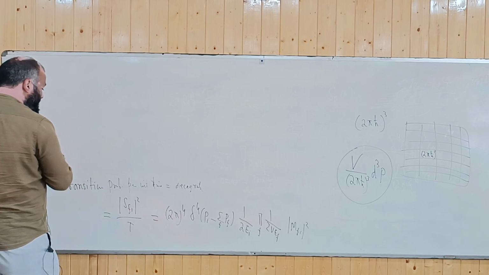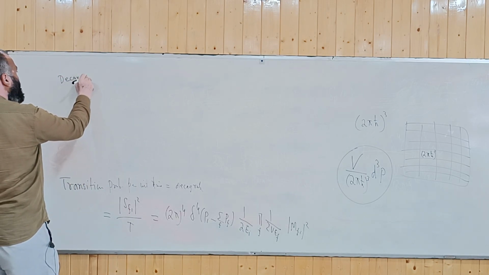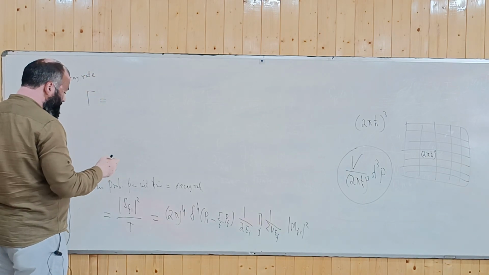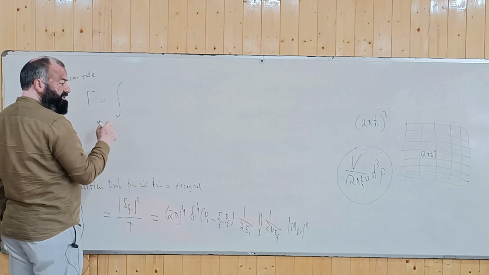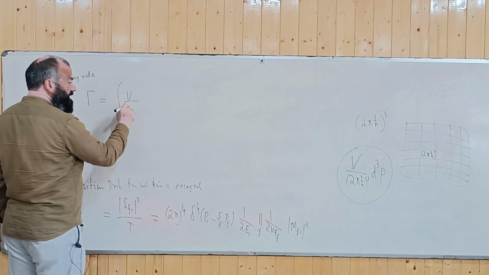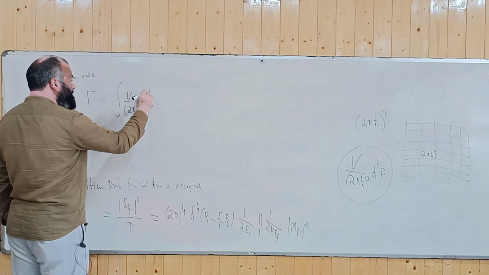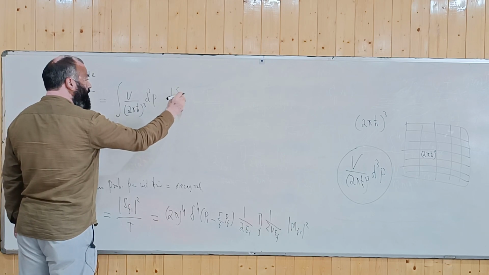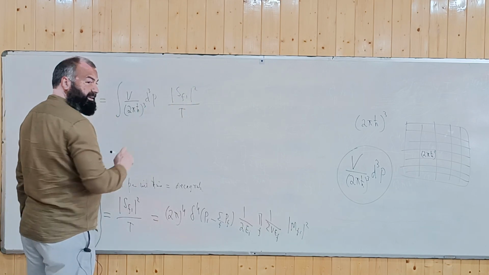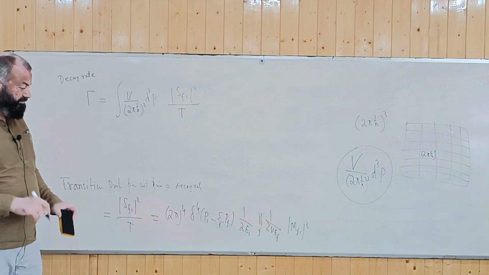Let me write this Γ as the decay rate. I will integrate over it. This is simply symbolic: V by (2πħ)³, d³p, then you have |S_fi|² by dt. Clear? Everybody got it?